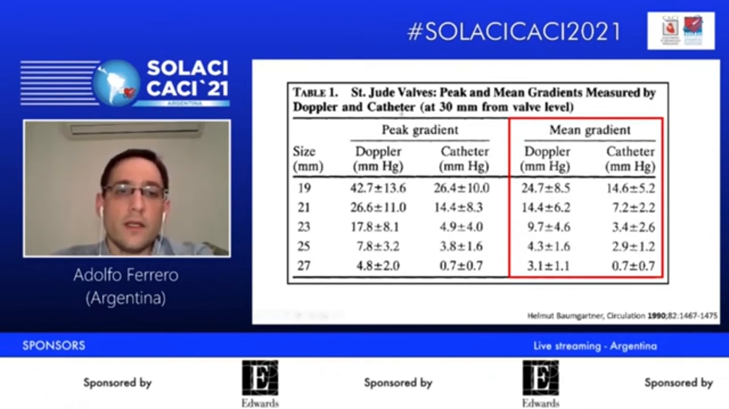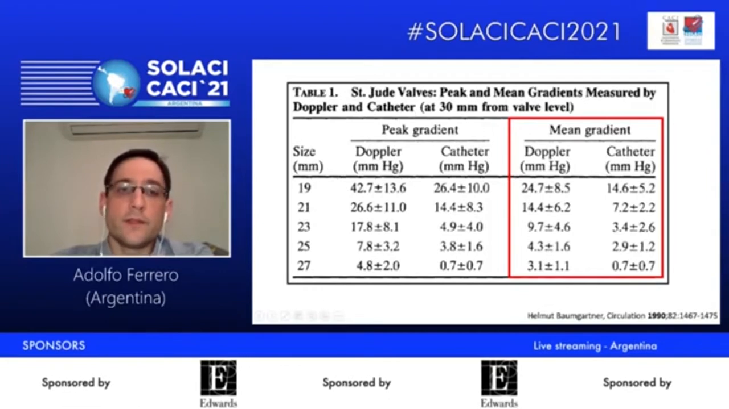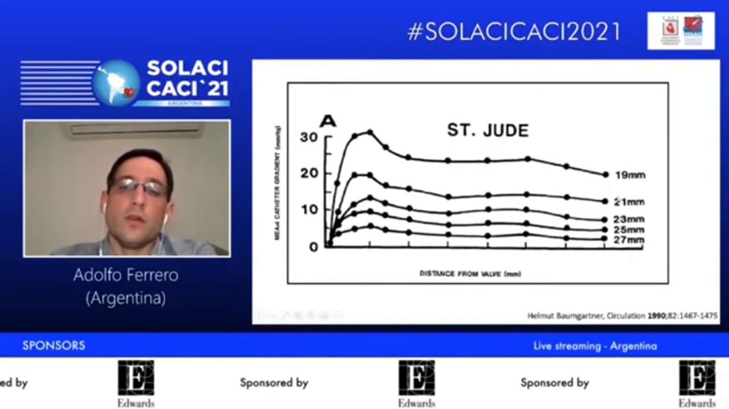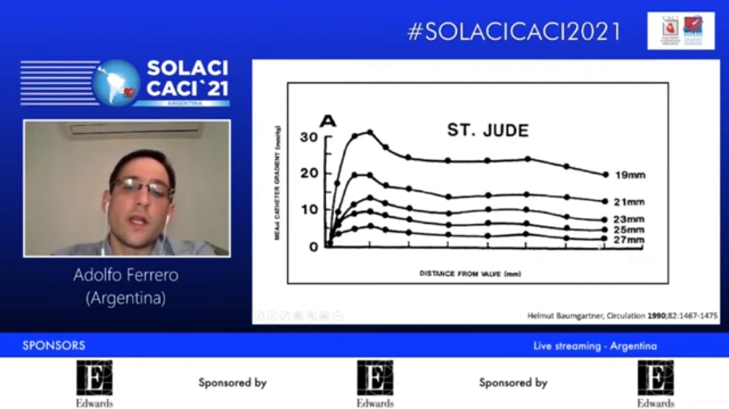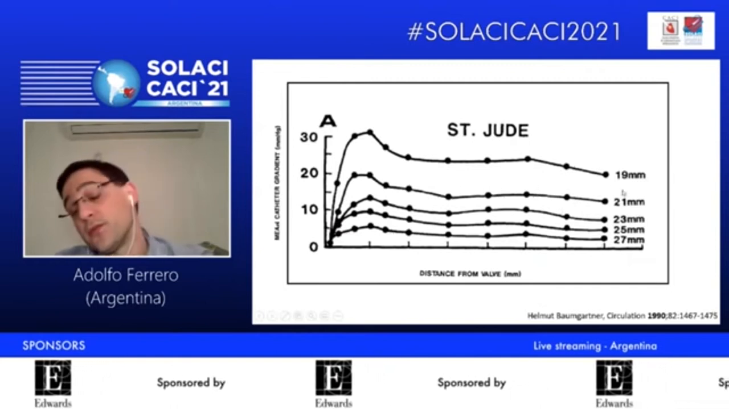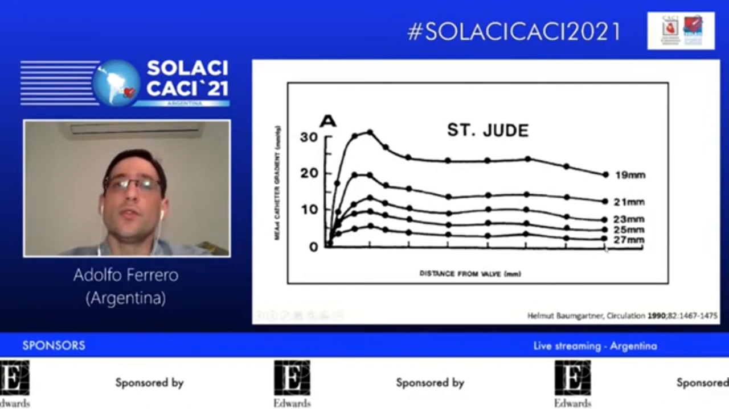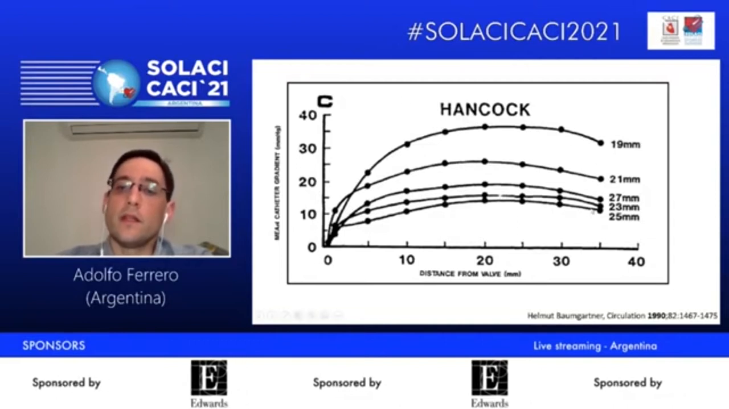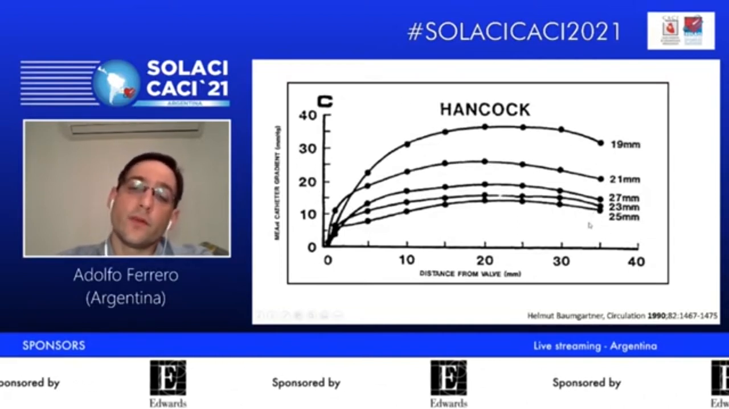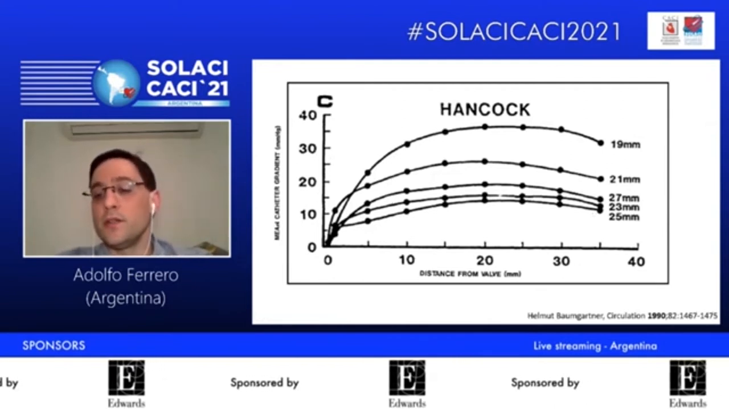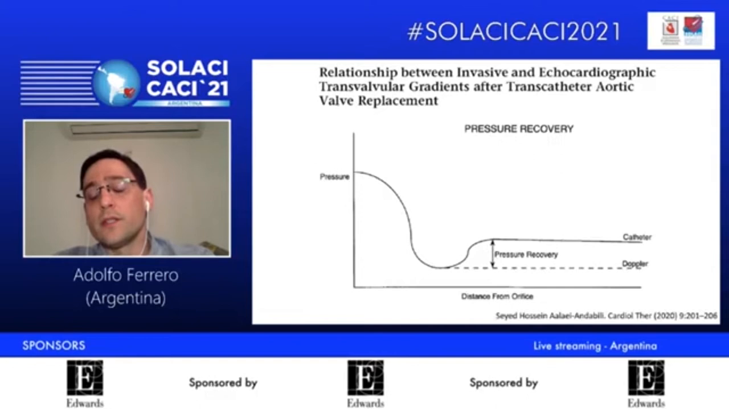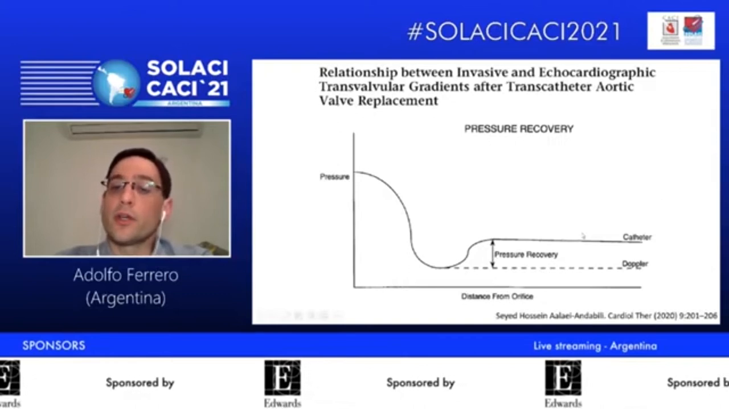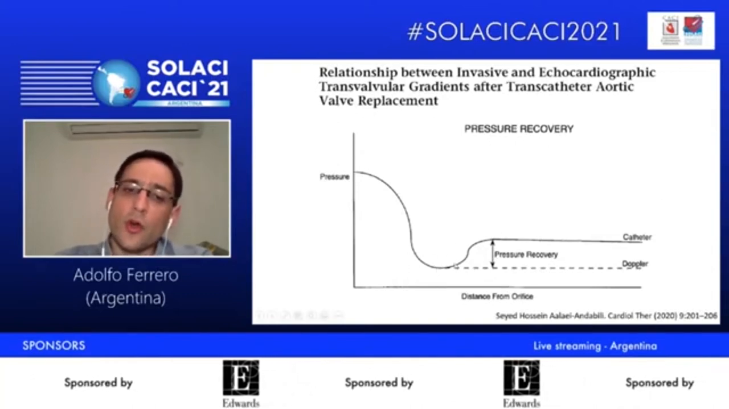the gradient is less, and they did a comparison with Sentinel valves and also with Hancock valves, and there is a difference. Take a look at this graphic. The longer the distance you put the catheter in the aorta in comparison with the plane of the valve, the less the gradient you obtain with Sentinel, and exactly the same with Hancock. The longer the distance you put the catheter from the valve plane, the less the gradient you have. And this is a phenomenon that we know very well, called the pressure recovery phenomenon.